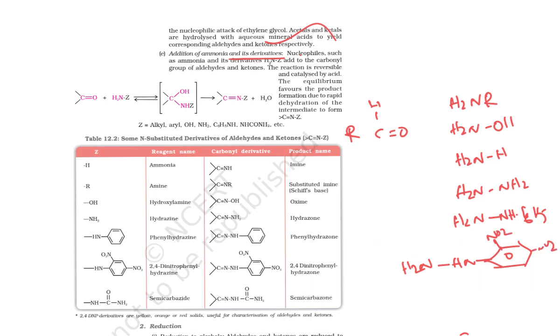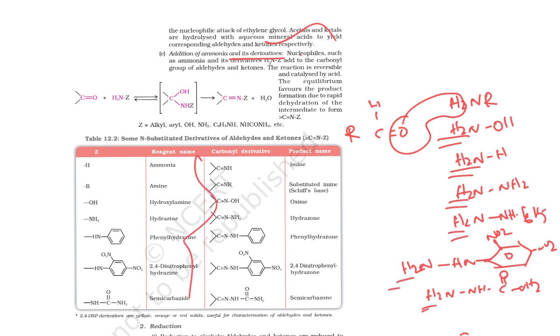Next one is semicarbazide, H2N NH C double bond O NH2. The O reacts with the H2, and your product is forming like this. Here your doubt might be: this side NH2 is there, and this side also NH2 is there in semicarbazide. Here this is an electron withdrawing group, so due to its presence the basic character of that NH2 decreases, but this one is more electron rich, so it can act with more nucleophilic nature compared to the other NH2. Clear? Right.